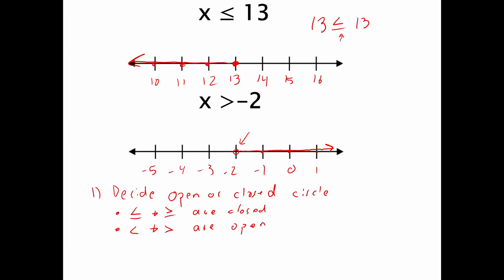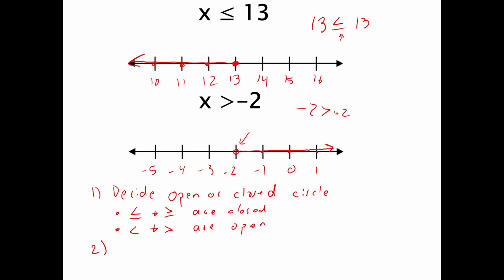Now these are closed because that number is a solution. So when I'm looking at x is less than or equal to 13, I know that 13 is a solution to that inequality, so I make it closed. And up here, when I'm looking at x is greater than -2, I know that is open because I can't say -2 is greater than -2. That just sounds kind of weird.